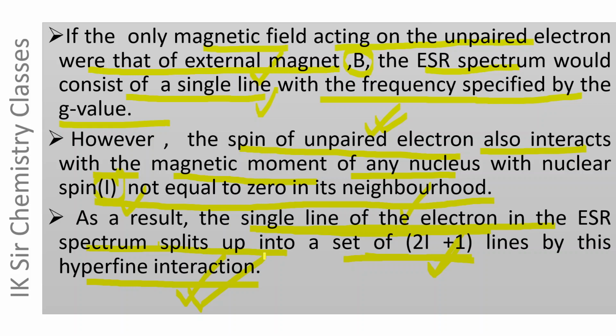It is obvious that the hyperfine splitting and hyperfine structure of ESR signal arises due to interaction of a spin of unpaired electron with the magnetic moment produced by nearby nucleus with non-zero nuclear spin.